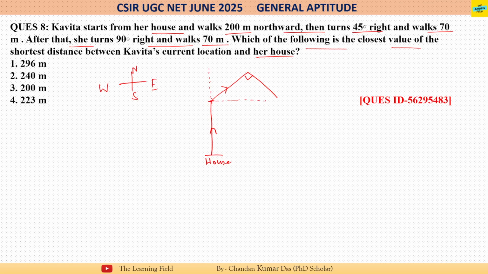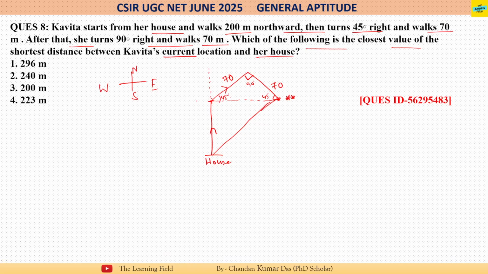Now what happened? This is the triangle. So this is 70 meters. This is also 70 meters. If this is 90 degrees and these two are equal, then this angle and this angle are, we know, 45 degrees and 45 degrees. Now we have to find the distance between Kavita's current location and her house. That is, we have to find this distance. This is Kavita's current location.